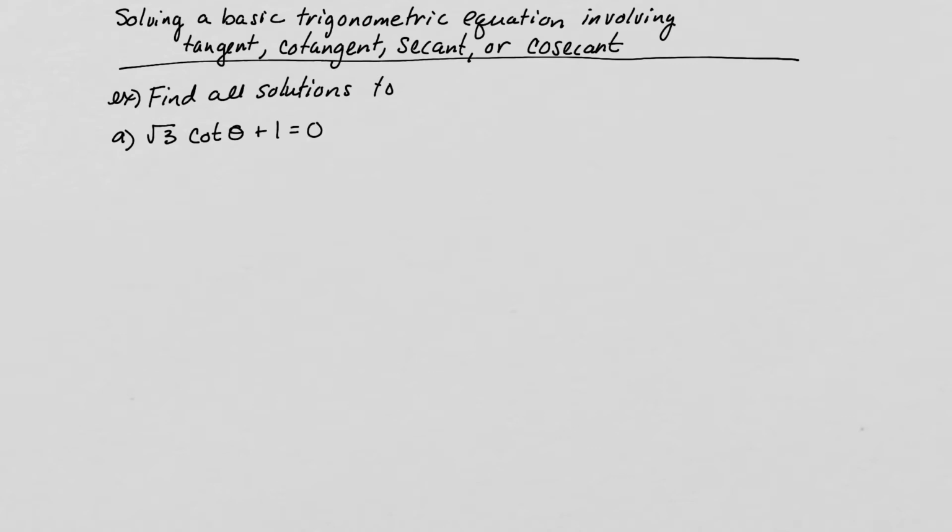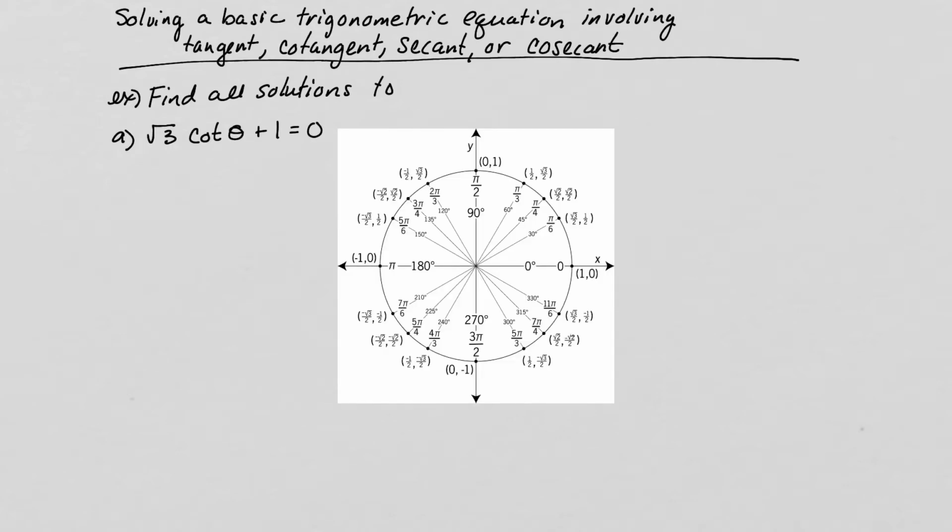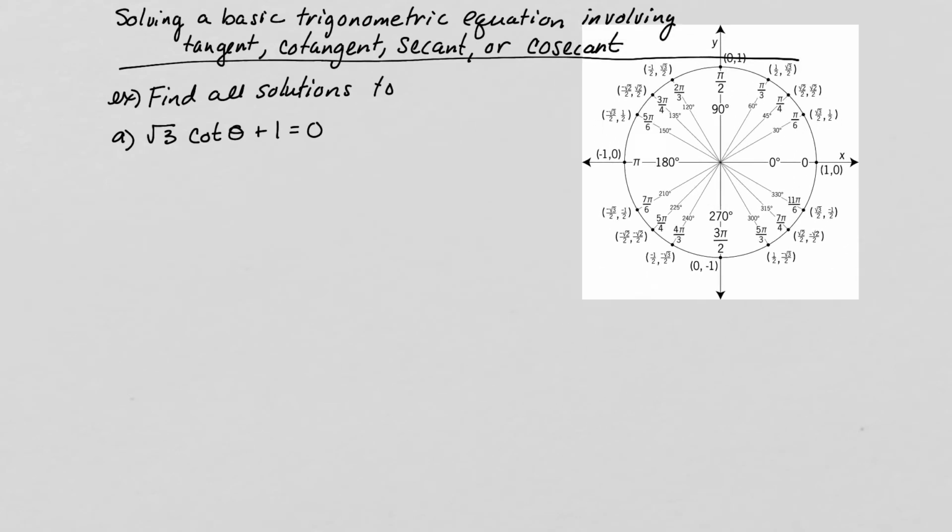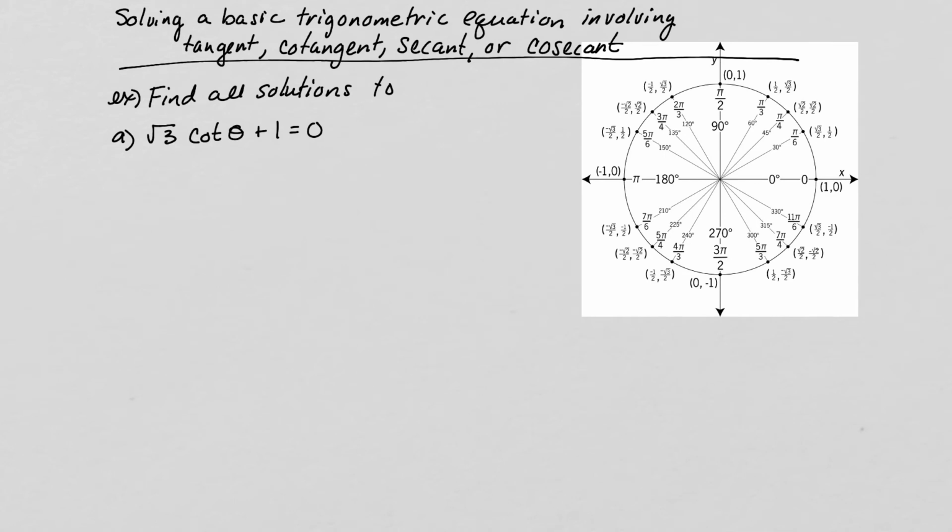And I'm going to add in here my unit circle so we can use it as a reference. So the first thing that we're going to do is solve for the cotangent. So subtract 1 from both sides. So root 3 cotangent theta equals minus 1. Divide both sides by square root of 3.